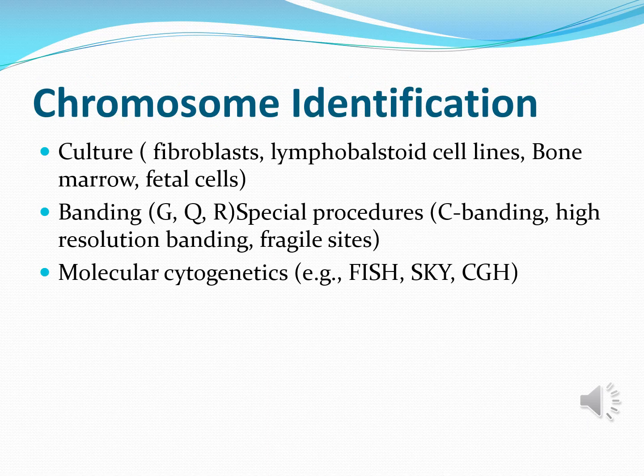Chromosome analysis requires living cells that can divide. Common cell sources include fibroblasts from skin biopsies, lymphoblastoid cell lines from blood, bone marrow for hematologic disorders, and fetal cells from amniocentesis or CVS. Banding techniques include G banding, Q banding, and R banding. Special procedures include C banding for centromeres, high resolution banding for fine detail, and fragile site detection. Molecular cytogenetics includes FISH, SKY, and CGH, methods we will discuss later.